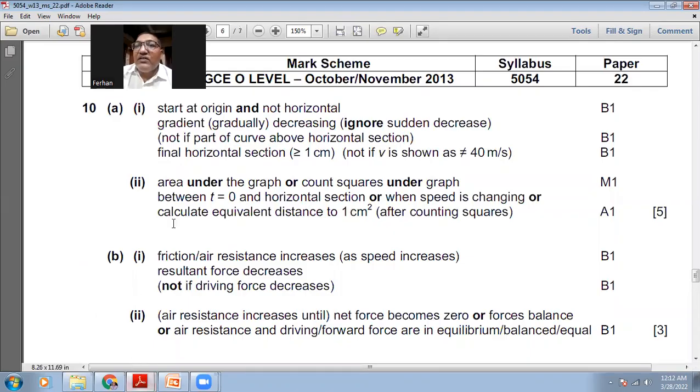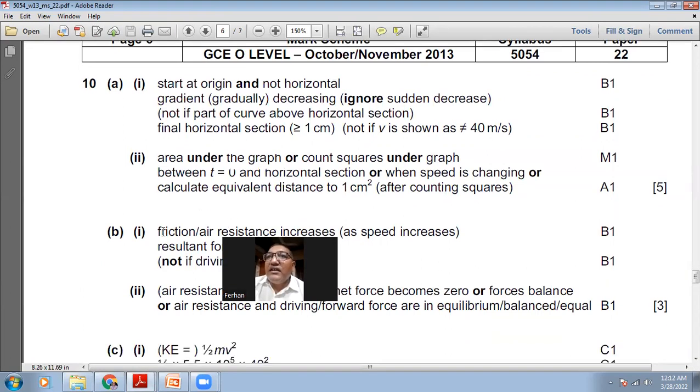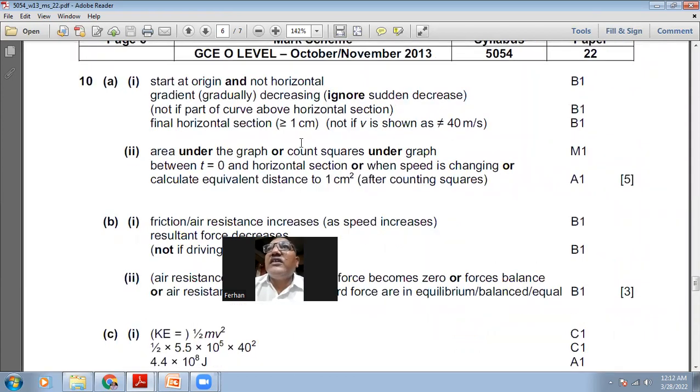Okay, so let's have a look at the marking scheme. What the marking scheme says is the area under the graph, or count squares under the graph between t equals 0 and the horizontal section, or when speed is changing, or calculate the equivalent distance to 1 centimeter square. So let me check.